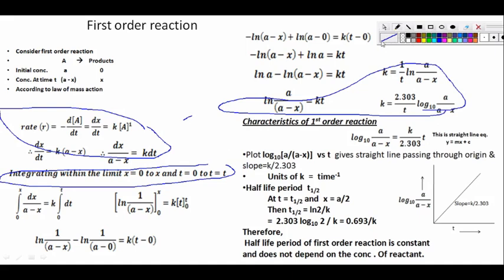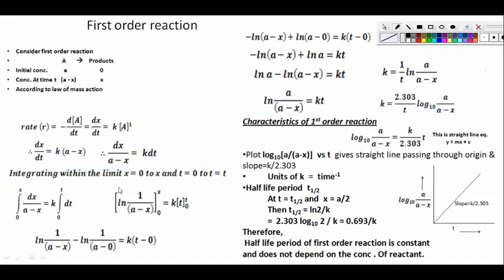So we have to integrate the rate equation within the limits x is equal to 0 to x and t is equal to 0 to t. So integration of dx upon A minus x is equal to the constant out of integration of dt. Here integration of dt is simply t, so you can write directly kt here.